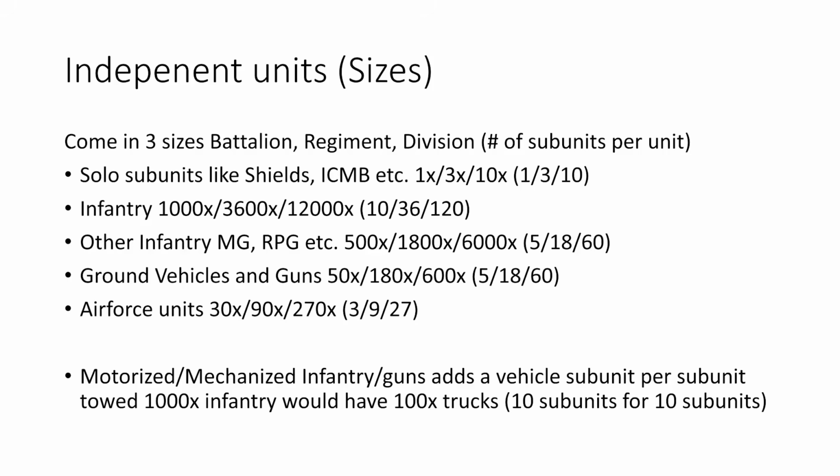Your vehicles are 10 per subunit. So in the brackets on the right there is the number of subunits, the sort of stylized in-game number is the left one. Motorized and mechanized units will add a vehicle subunit per subunit that it would be towing. And this is the same when we get to the OHQ commanded line units. The same sort of logic will apply.